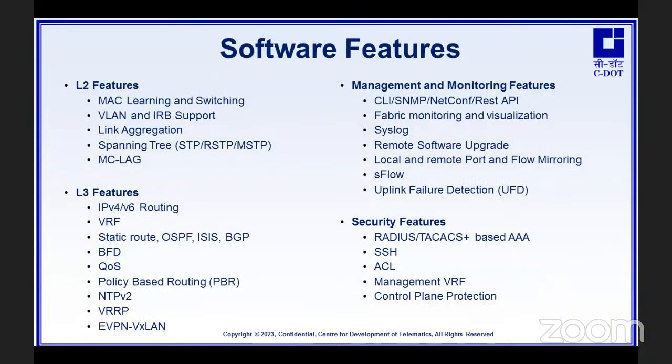Okay, so these are some of the software features that are supported in our leaf and spine switches. For the L2 features, we have MAC learning. Like any other switch, it supports the MAC address table, which contains the MAC address, the interface, and the VLAN. It also supports VLAN and IRB, integrated routing and bridging. So we can assign IPs to VLANs, and support inter-VLAN communication with the help of IRB.